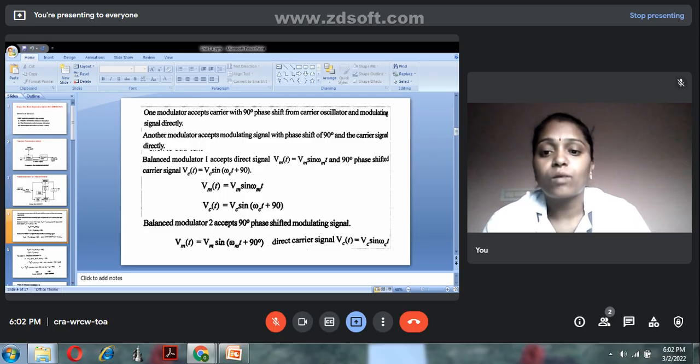That is represented in equation form: Vm of t is equal to Vm sin omega mt and Vc of t is equal to Vc sin omega ct plus 90. Same as balance modulator 2 will accept the 90 degree phase shifted modulating signal, that is Vm of t is equal to Vm sin omega mt plus 90 degree shift, and the direct carrier signal Vc of t is equal to Vc sin omega ct. This is the message signal and carrier signal for balance modulator 2.